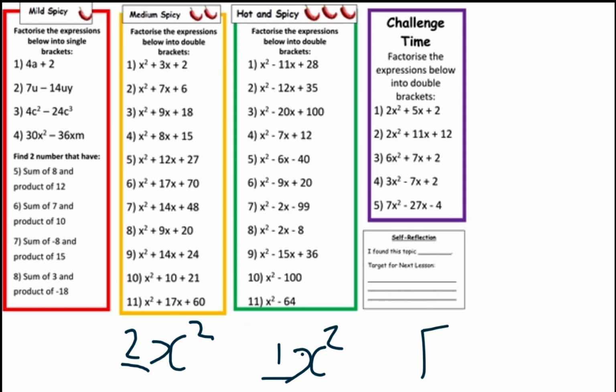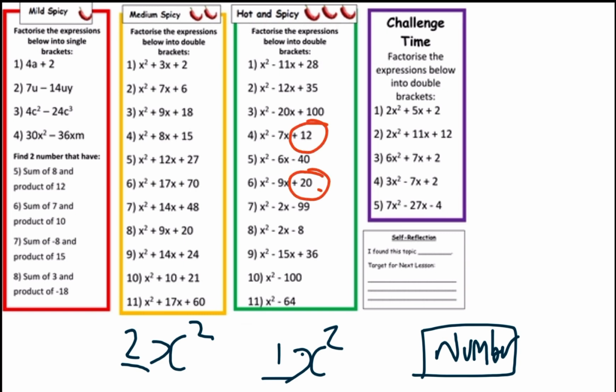Or if it's got a number, with no x's or other letters attached to it, so a number on its own. So let me just show you an example. I'll do it in red. So see that plus 12, that's a number on its own. Plus 20, a number on its own. Minus 99, a number on its own.